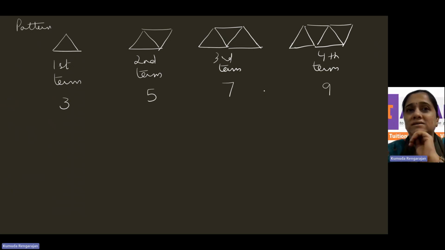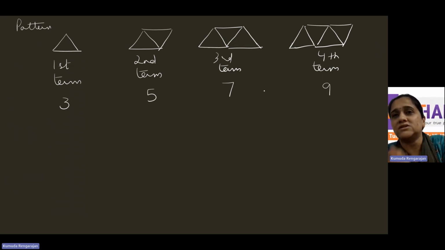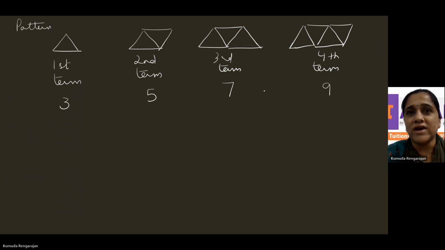What is this? This is a pattern. And whatever you see there are the terms of the pattern. The first term of the pattern, the second term of the pattern, the third term of the pattern, and so on. The first term of the pattern has 3 sticks. To make the second term of the pattern, you need 5 sticks. Third term, 7 sticks. Fourth term, 9 sticks, and so on. So now what we have to do is construct a general rule.